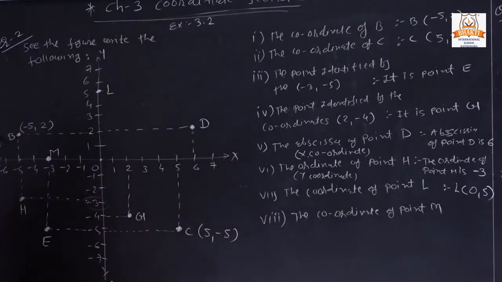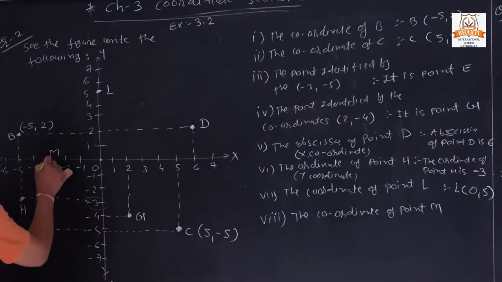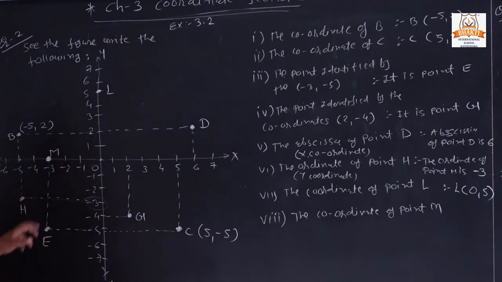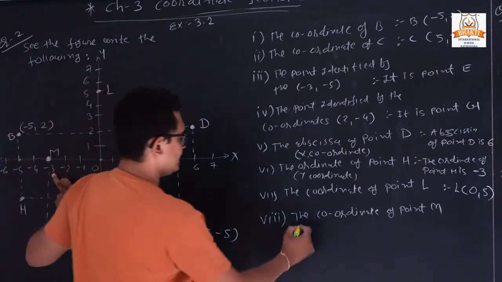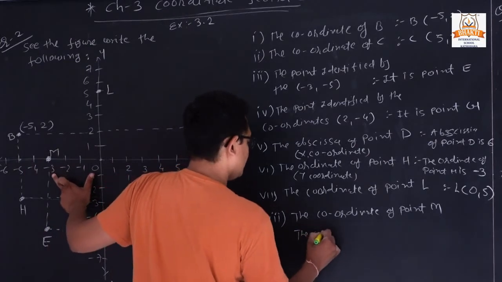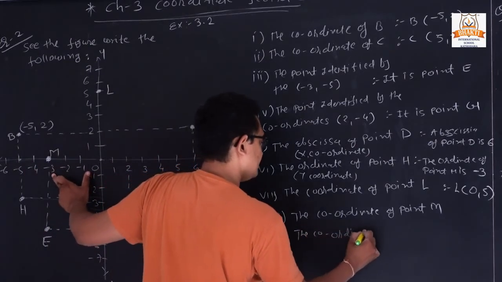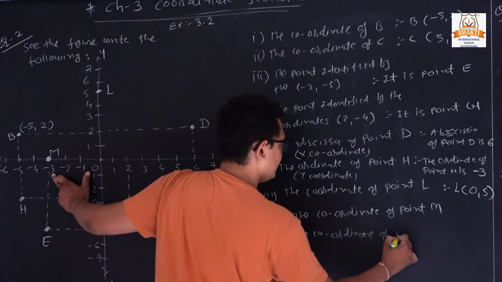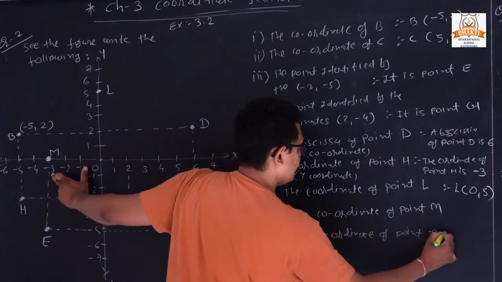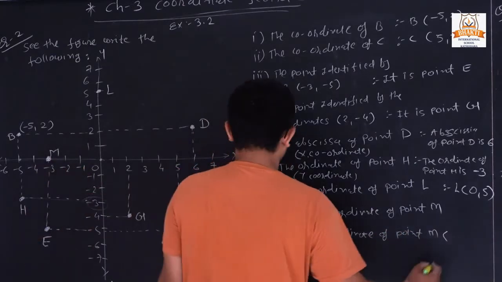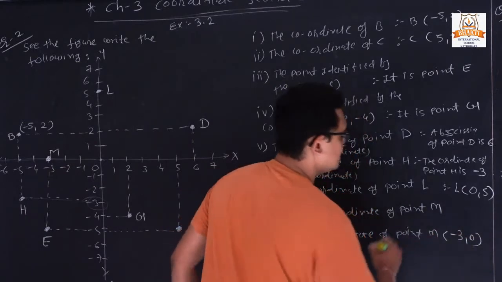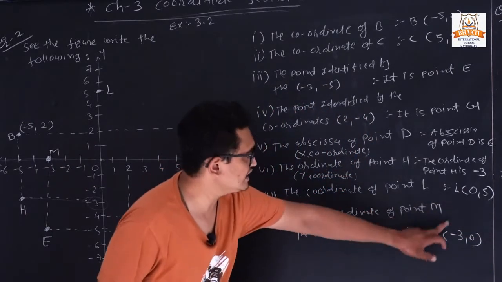Now the coordinate of M. So where is M? It is here on the x axis. So y coordinate automatically becomes 0. So what is its coordinate? The coordinate of point M is equal to (-3, 0).